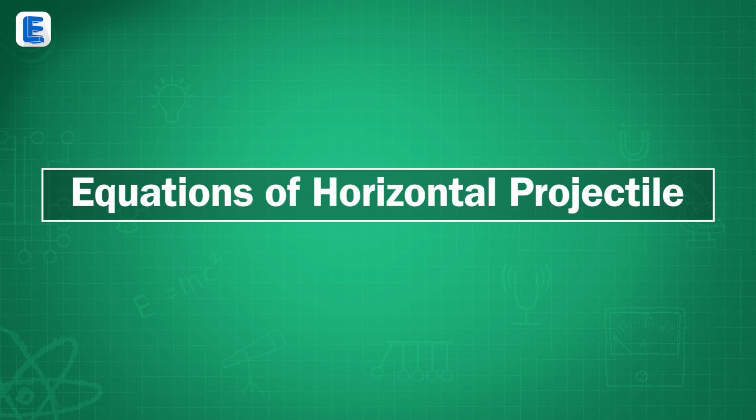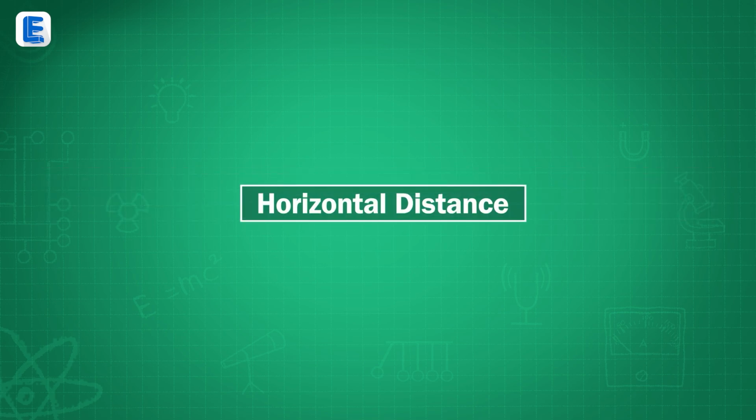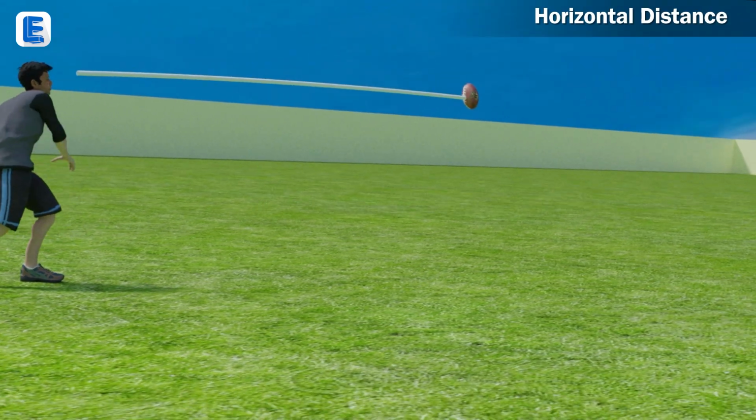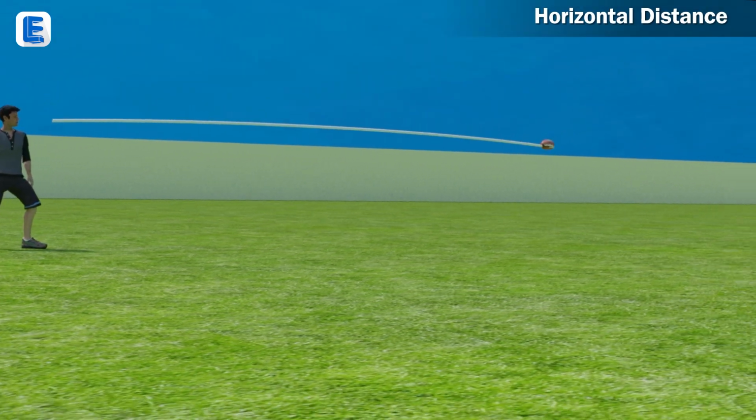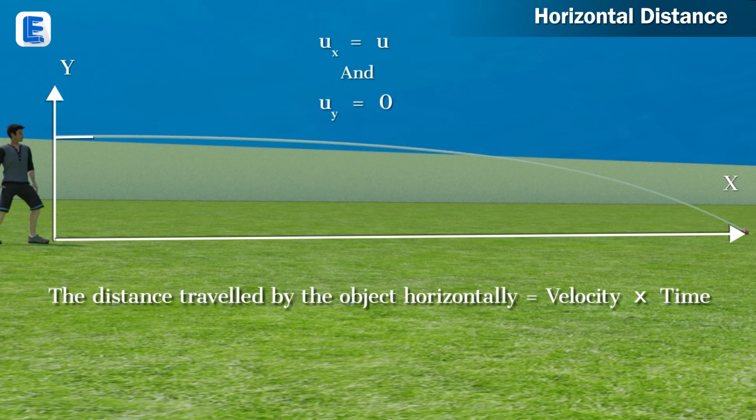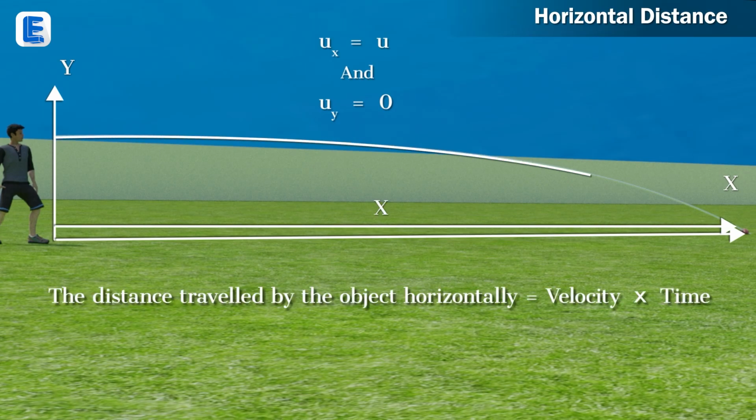Equations of horizontal projectile. Horizontal distance. If an object is thrown parallel to the horizontal, its initial velocity does not split into vertical components. That means ux is equal to u and uy is equal to 0. The distance traveled by the object horizontally is equal to velocity into time, so x is equal to u into t. This is the first equation.